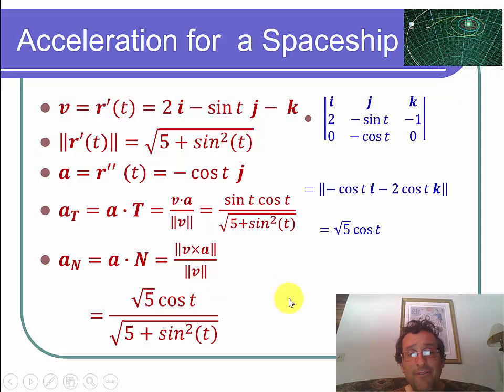That's really all I have for you today. Hopefully, you could follow this and understand the unit tangent vector, the unit normal vector, how to make calculations of both of those, and how to separate acceleration into its components as a sub t times T plus a sub n times N. So if you have any questions, please let me know.